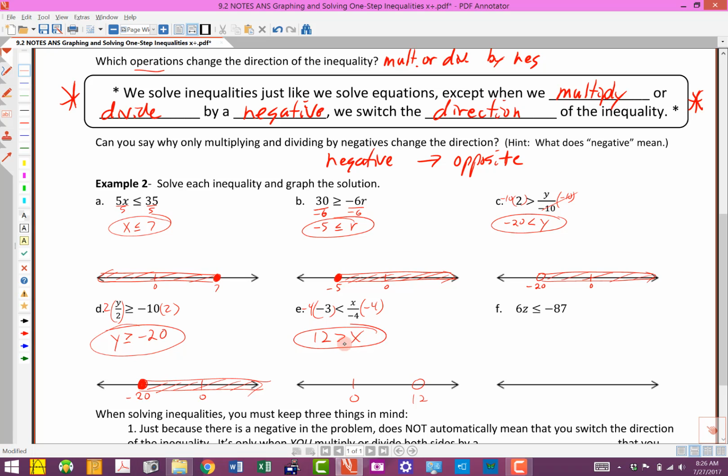We don't fill it in because it's not equal to, it doesn't have that little equal to bar there. So the answers are less than 12, so we're going to shade to the left.